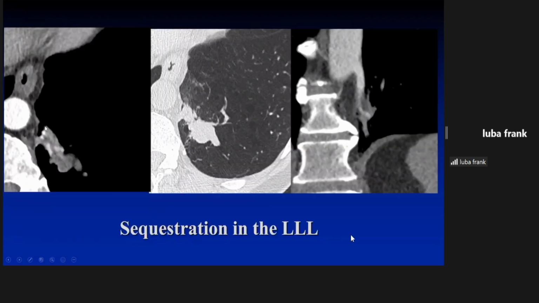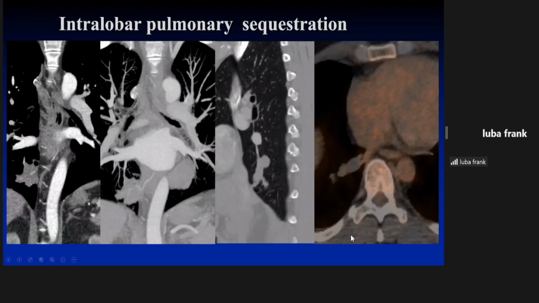And this is the lesion in the left lower lobe, as you can see here on the lung window and in the soft tissue window, that turned out to be pulmonary sequestration. This is intralobar pulmonary sequestration, and the small feeding artery is actually arising from the distal descending thoracic aorta. Here's another one on the right side. Most of the sequestrations we will see on the left.